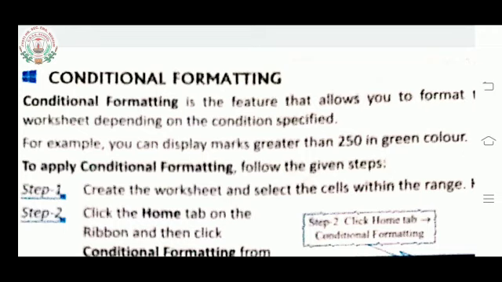The steps are there, that is to apply conditional formatting, follow the given steps. Step 1 is create the worksheet and select the cells within the range. Means first you have to create the worksheet, that is automatically known. Means you have to create the worksheet, means you will write down the subject's name, you will fill the marks in that, that is creating the worksheet. Then select the cells within the range.